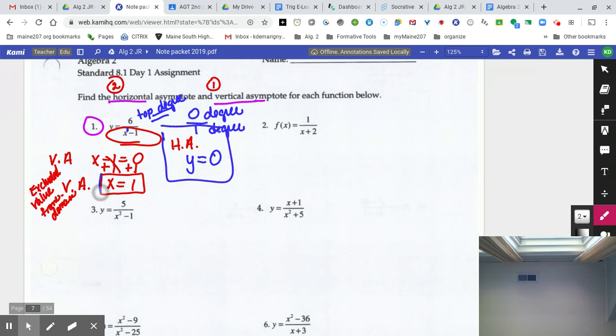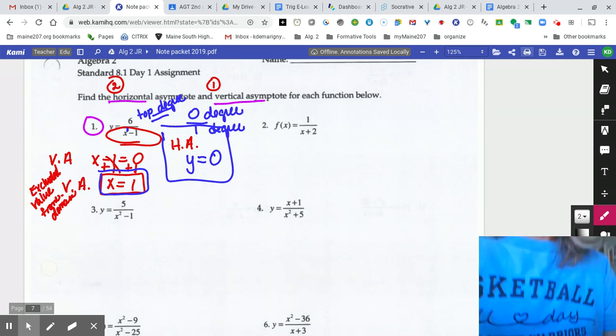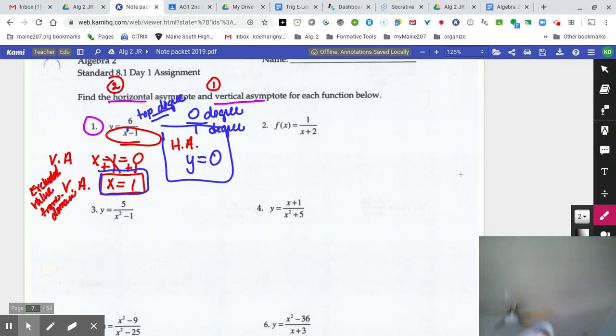So all I need you to do is run through this list, there's 11 left now, and tell me what your horizontal asymptote is and what your vertical asymptotes are, or is if there's only one. If you have any questions, let me know. I'd love to set up a Zoom time with you or a Hangout if you need any extra help.